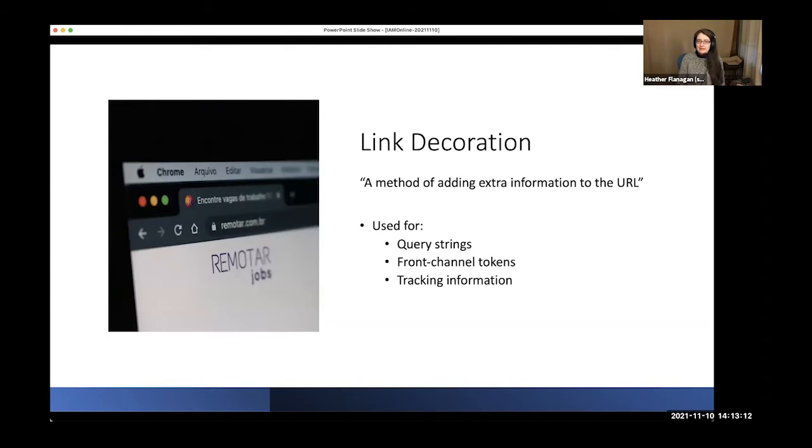Link decoration, what's that mean? Well, that's the method of when you type in your URL, if you see something like a question mark, UTM equals something, something, something, that's called a link decoration. You're adding additional information to the URL that can be used for query strings. It can be used for authentication tokens, and it can be used for tracking. Of course, the browser can't tell the difference. It all looks the same to the browser. It just knows that there's something else that happened after the URL domain component, but it doesn't know the difference between a query string and a front channel token and tracking information, not so much.